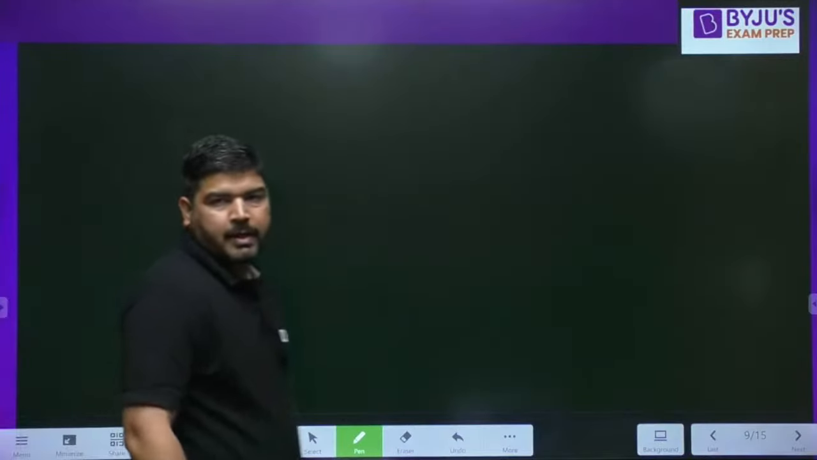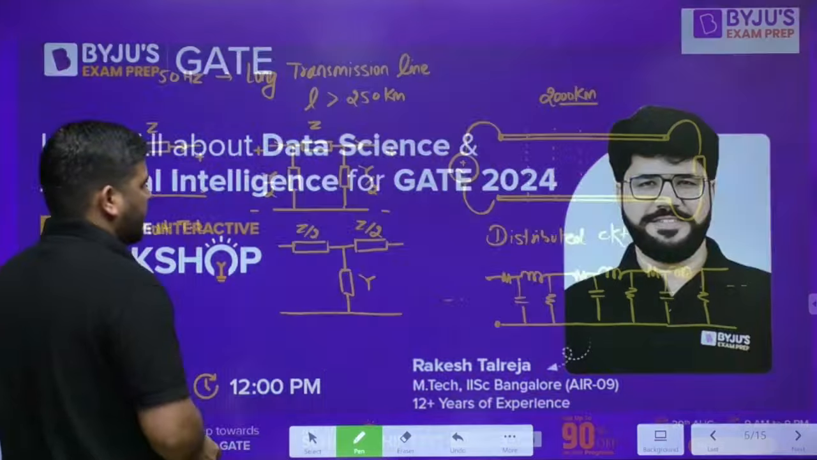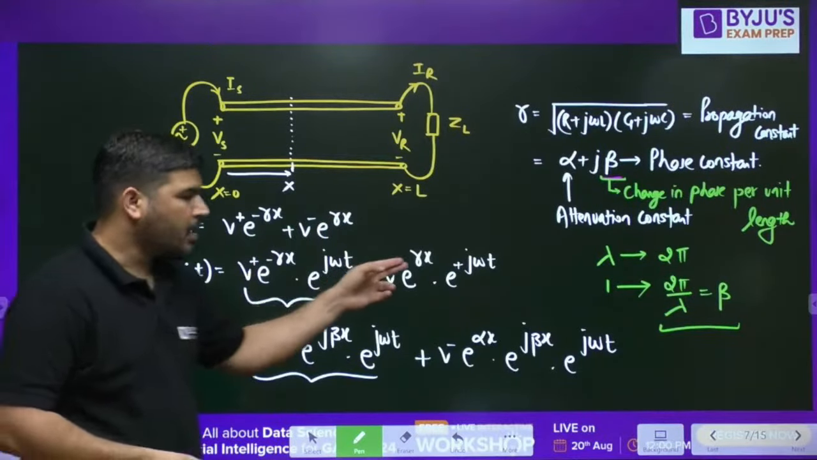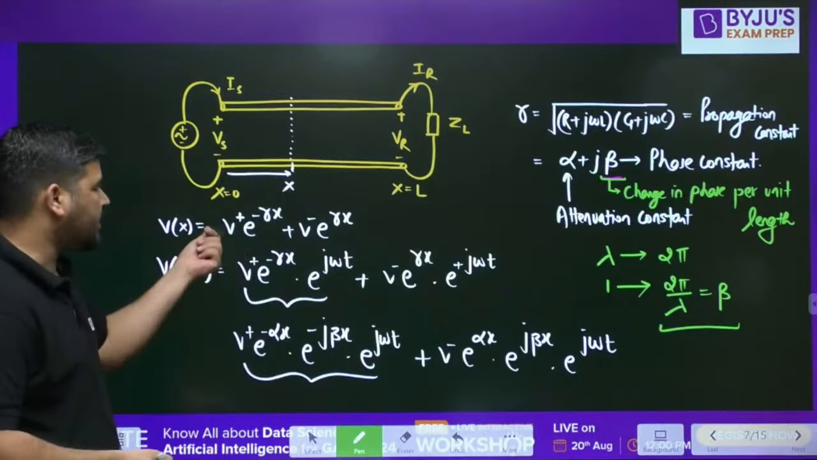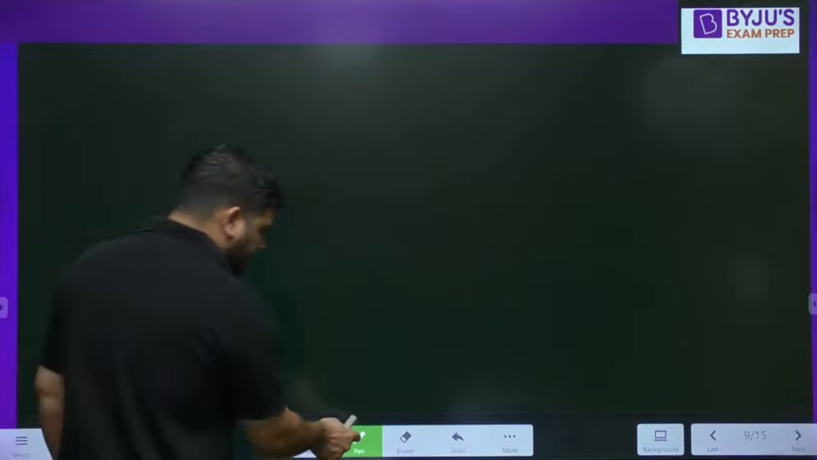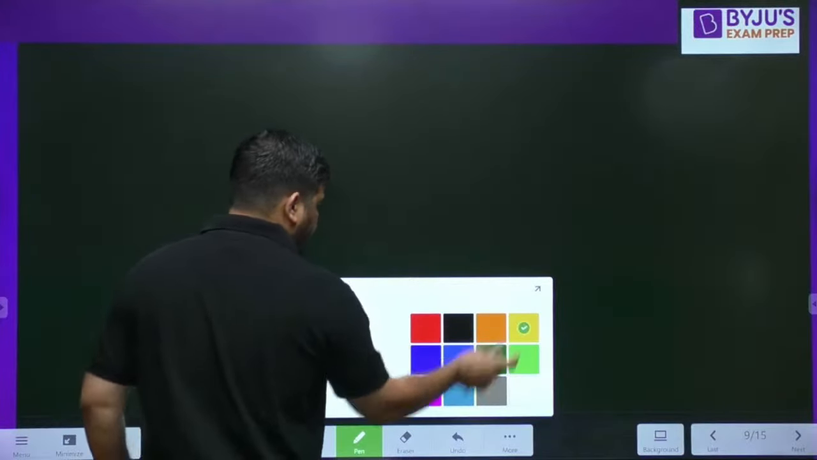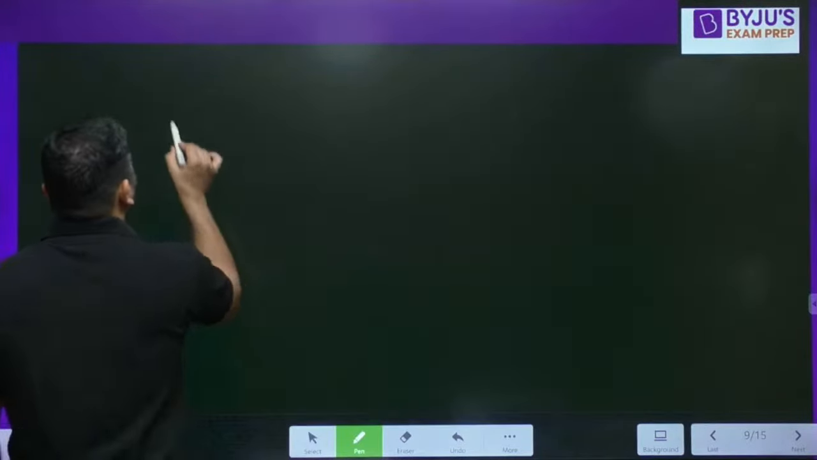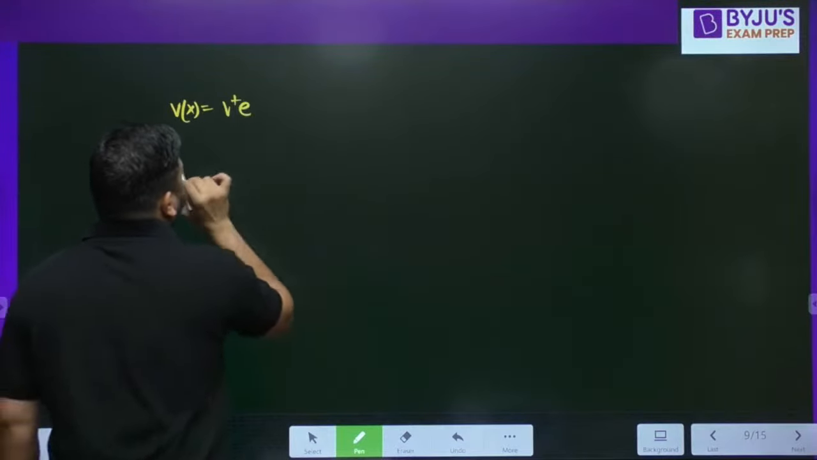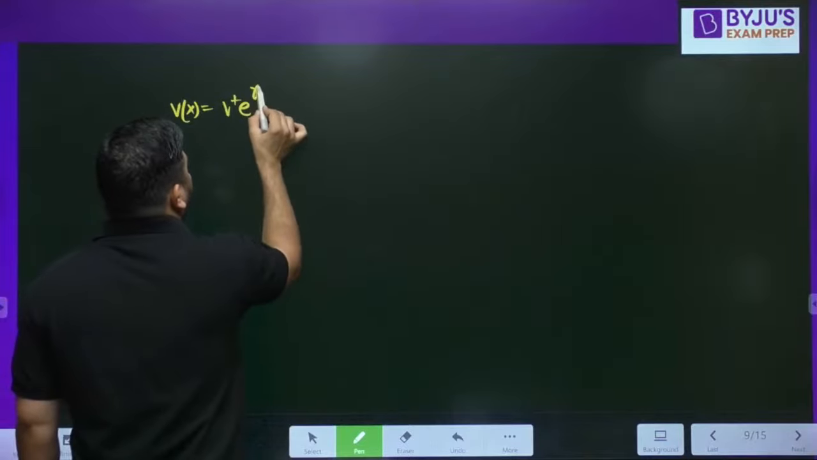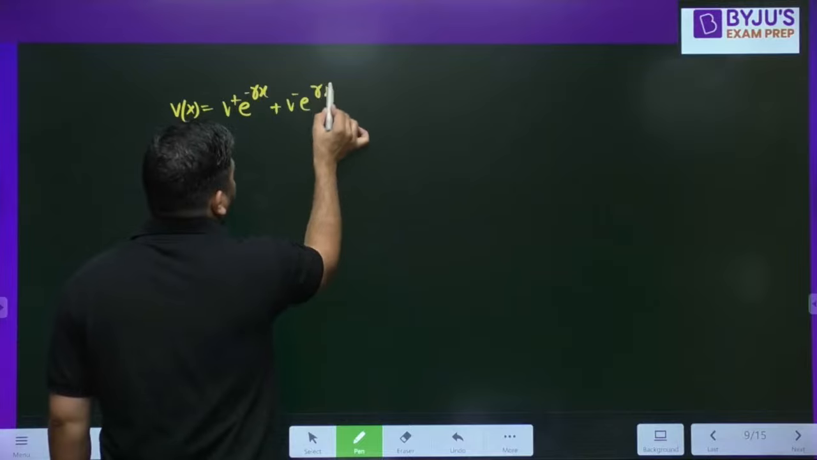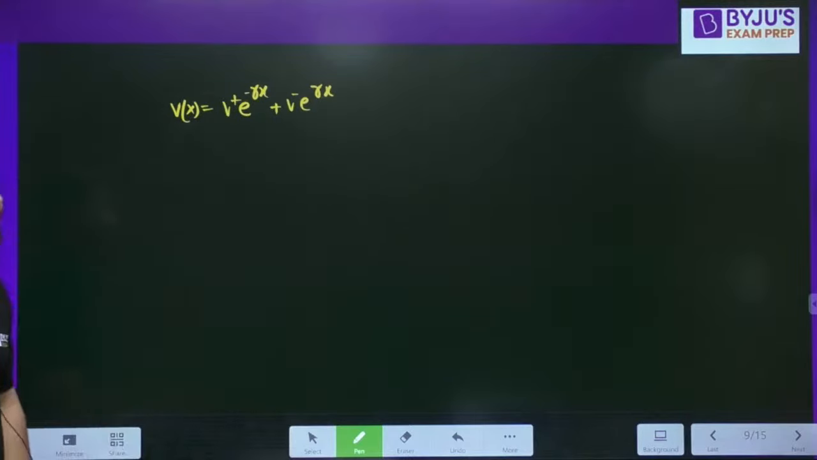I told you about voltage. What is the voltage expression as a function of x on a long transmission line, in space and time? And what is the current expression? The current expression is also similar to that. We know that the voltage expression with x is V plus e to the power minus gamma x plus V minus e to the power gamma x. This was the voltage expression.